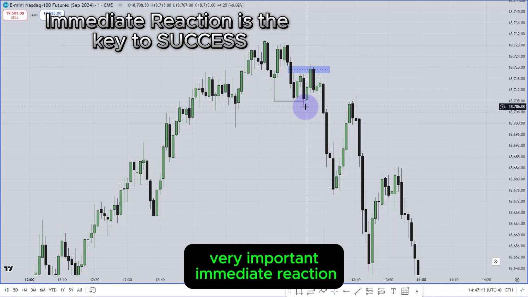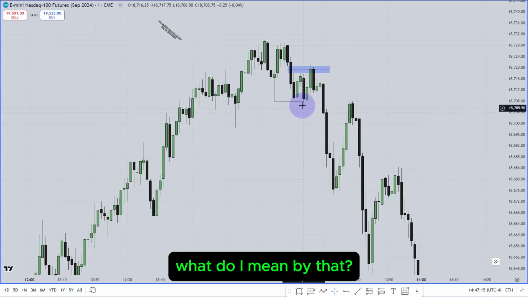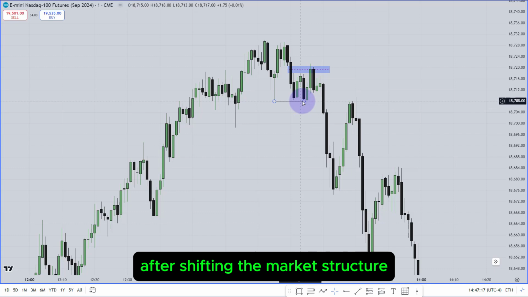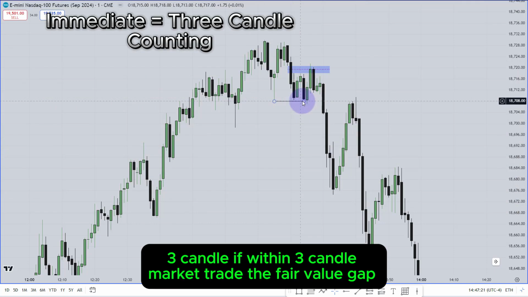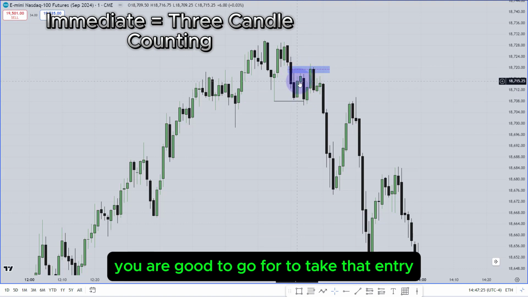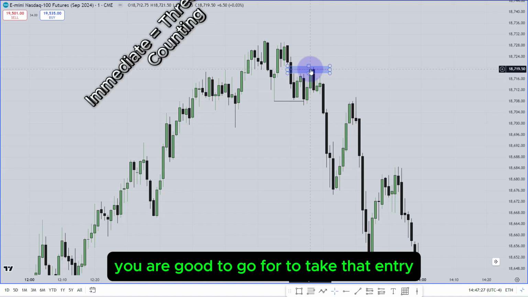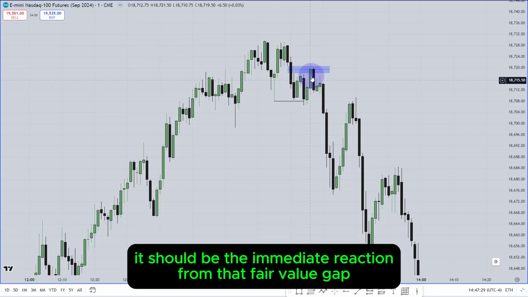Very important: immediate reaction. What do I mean by that? After shifting the market structure, you will start to count the candles. Within 3 candles, if the market trades the fair value gap, you are good to go to take that entry. So it should be the immediate reaction from that fair value gap.